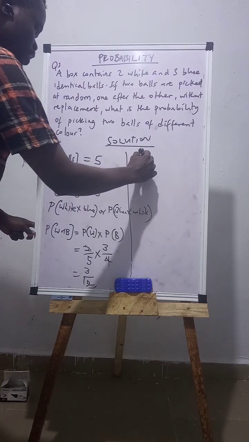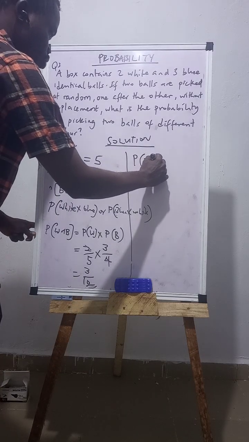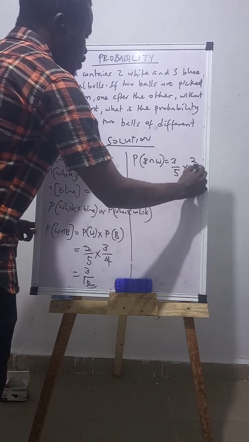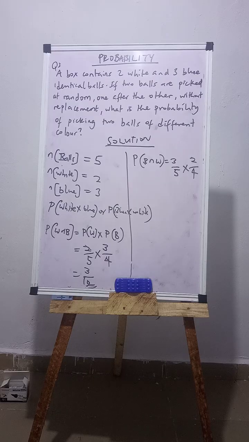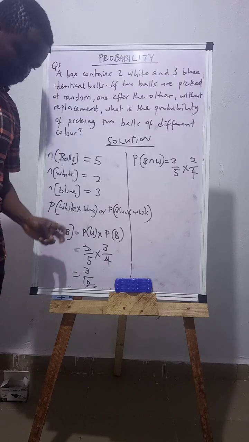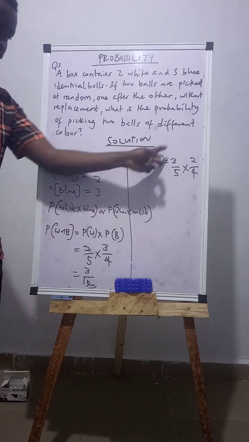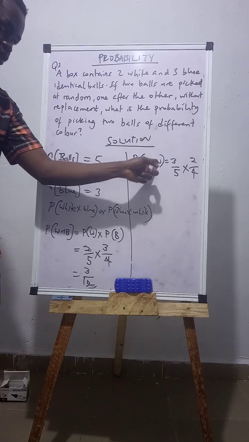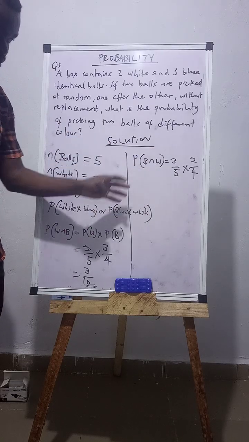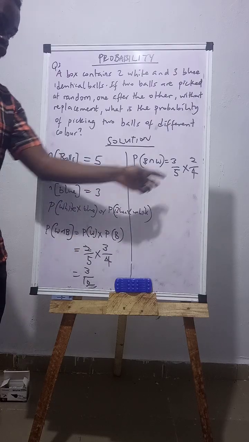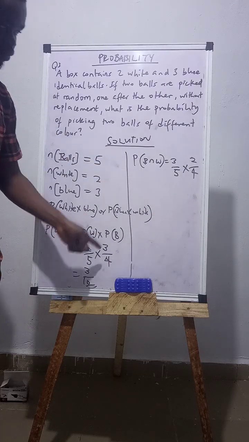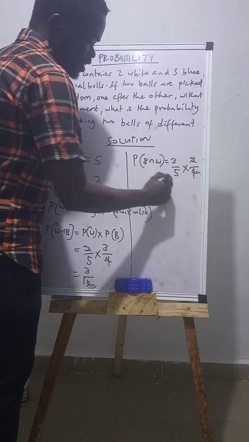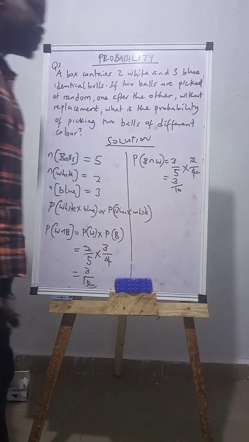Then the probability of picking blue before white. We have 3 over 5 times 2 over 4. This is interesting. Do we get it now? It's not 2 over 5 now, it's 3 over 5, which is blue first. And then white over total is 2 out of 4, because white is 2 out of 4. So it's 3 over 5 multiplied by 2 over 4. We break that down, and it gives us the same probability, right?